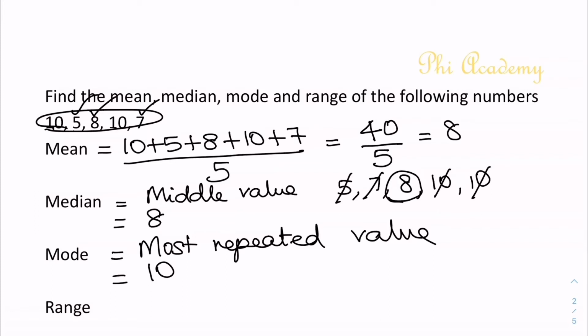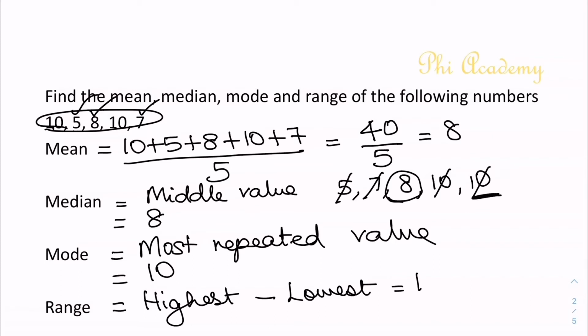Finally, the range. The range is nothing but the highest value in our data, take away the lowest value, which is again highest being 10. So we can have a look at our median where we arranged our numbers. It's easy to find our highest value there, which is 10. And then our lowest value, which is 5. So 10 take away 5. So our range is equal to 5.